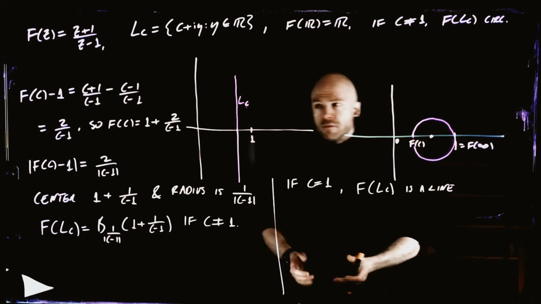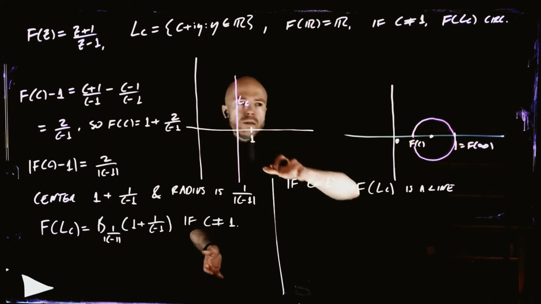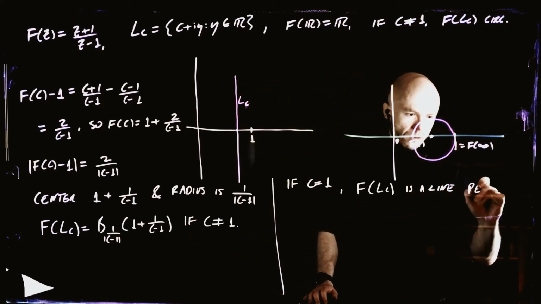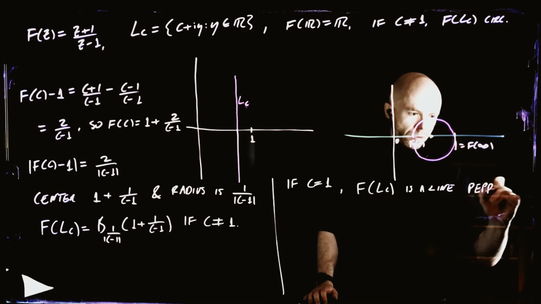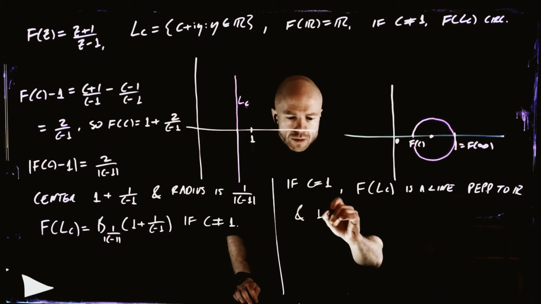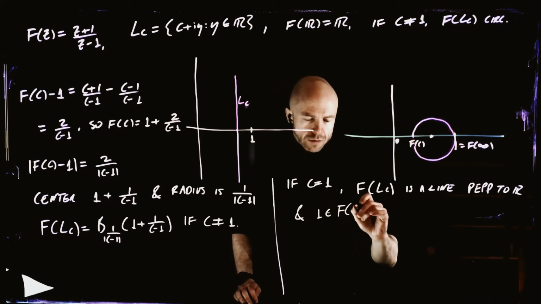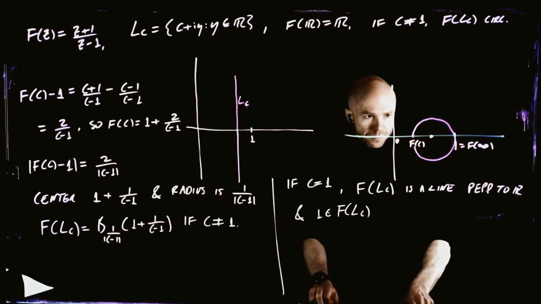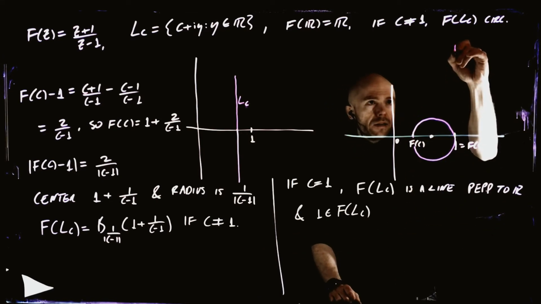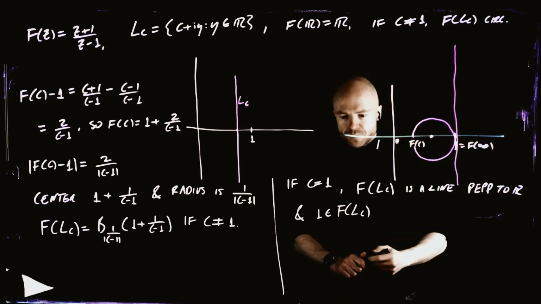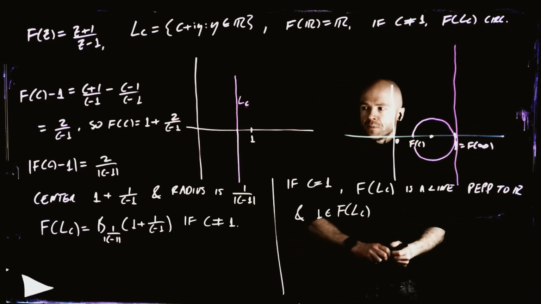It's a line that remains perpendicular to the real line, right? And it goes through 1. So, line perpendicular, and 1 belongs to L. So that's pretty easy. Then it just has to be this thing, this line that goes like this. Right? Not a very good line.